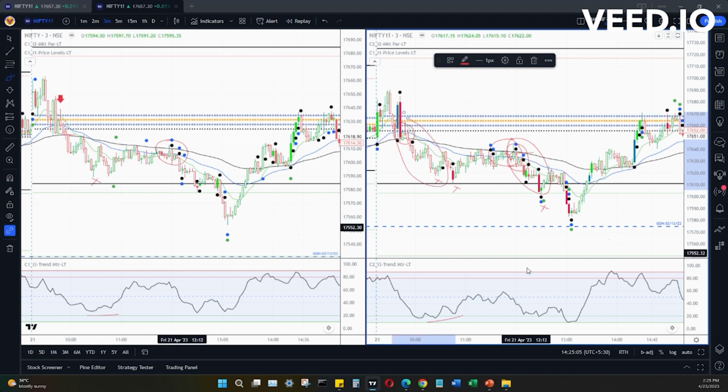So this was the first trade, and this was the second trade. Okay, and let's see what happens post this. If you're an aggressive trader, you could have trailed your stop loss to the EMAs, and you could have taken your profits right here. But no, I'm a conservative trader.